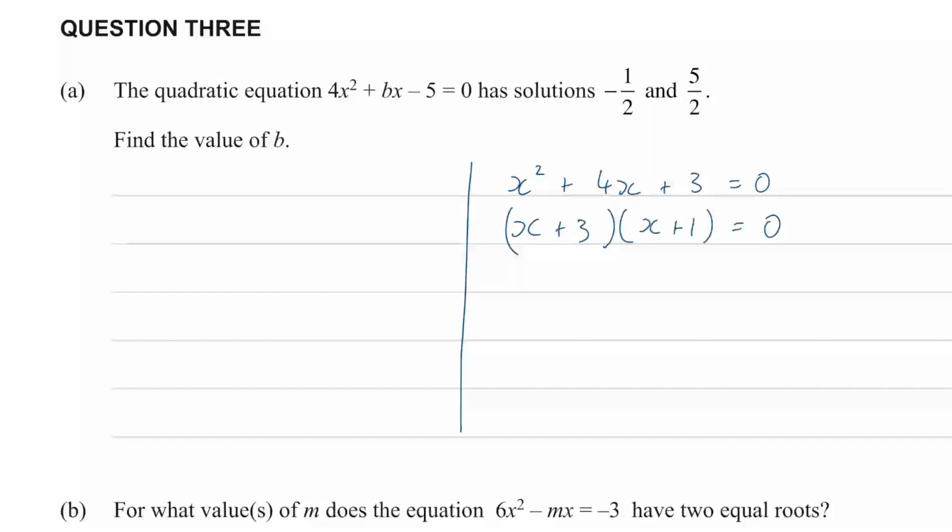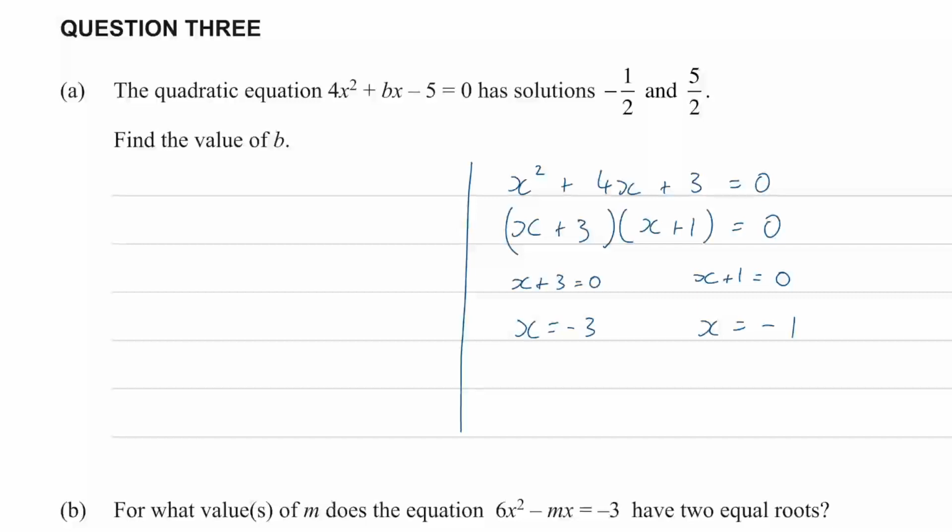Right, so we've factorized it, and now to get the solutions, we need to set either this bracket equal to 0 or this one equal to 0. We do that because we have two factors: this is one factor, this is another. For the product to equal 0, one must be 0, right? 0 times anything is 0, or anything times 0 is 0. And then in solving for x, we get x equals negative 3 and x equals negative 1.